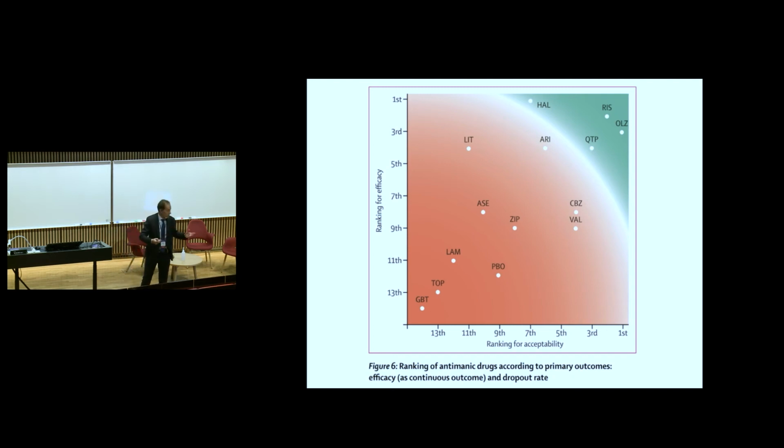This is a very nice way to report the ranking, very appealing to clinicians and patients, but there's one big flaw in this graph that we did more than 10 years ago. Any idea, Lily? What's the big problem?